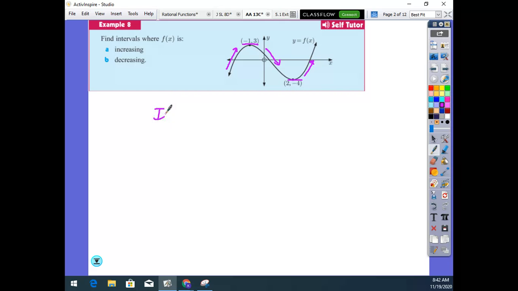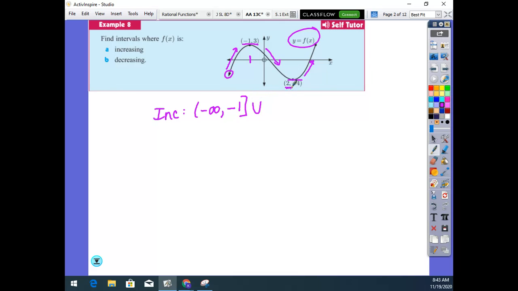All right. So it's increasing, and this is going to be important because sometimes you might look at the derivative graph and you look for different things. This is the graph of f. So where is it going up? Since there's an arrow, we start at negative infinity. We only look at the x coordinates to -1, including -1, union, when does it start going back up again? At 2 to infinity.